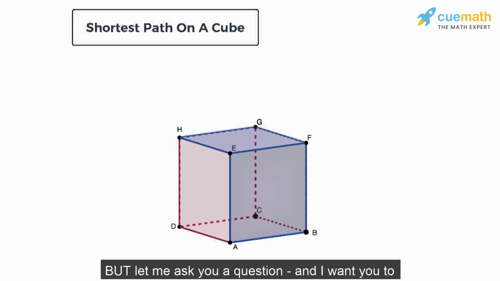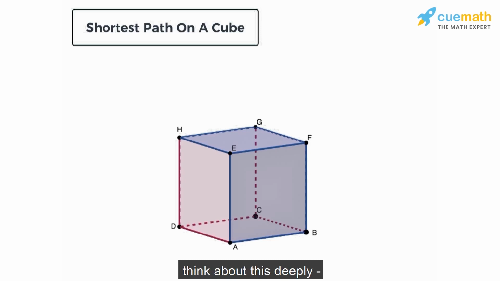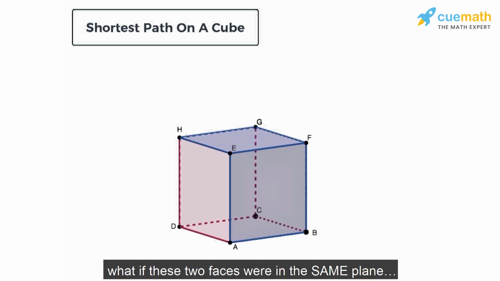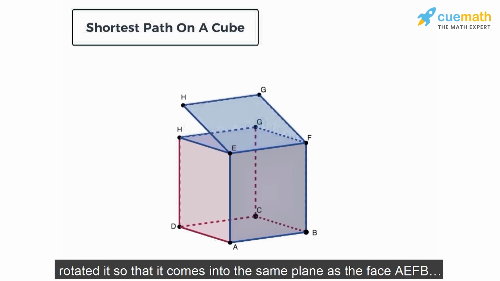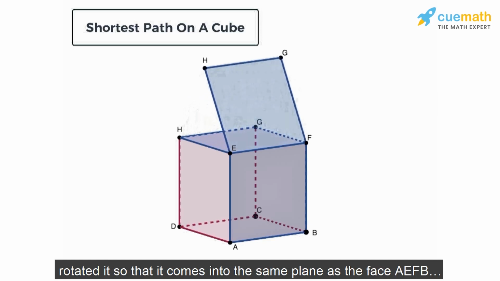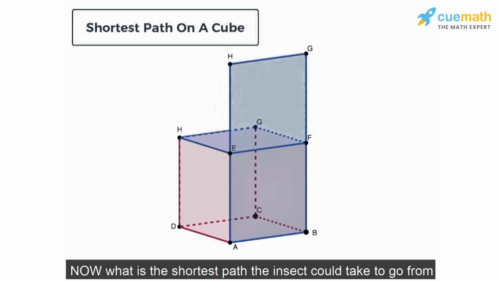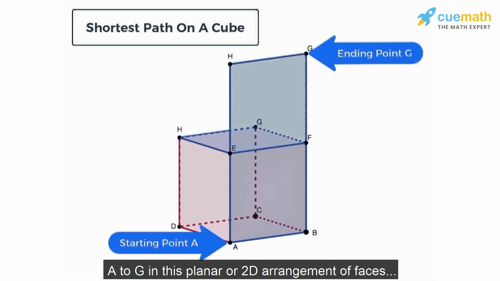But let me ask you a question, and I want you to think about this deeply. What if these 2 faces were in the same plane? What if you took the face EHGF and in your mind rotated it so that it comes into the same plane as the face AEFB, like this? Now what is the shortest path the insect could take to go from A to G in this planar or 2D arrangement of faces? Well, the answer to that is super simple.